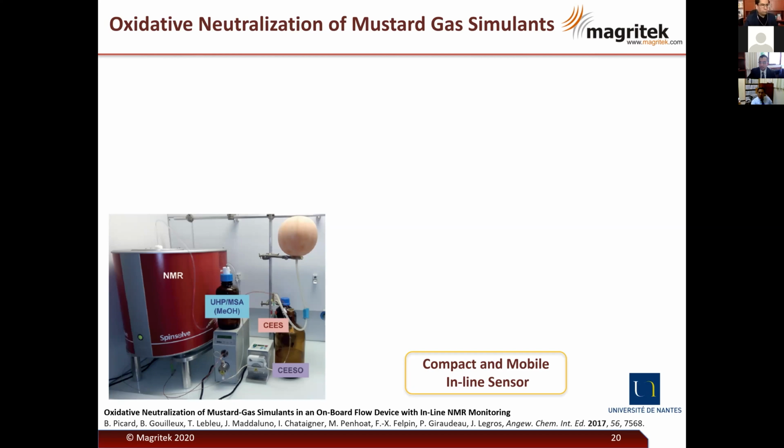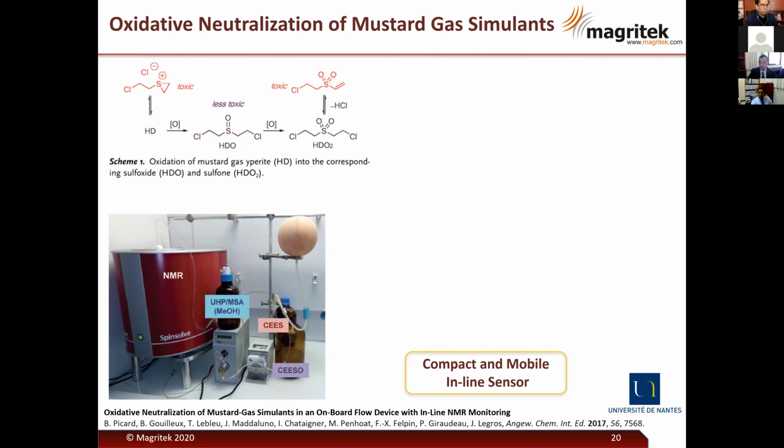So here's the chemistry behind the setup of this device. Mustard gas, or HD, in this scheme can be neutralized by oxidation to a less toxic sulfoxide species. This oxidation needs to be selective, since overoxidation results in a highly toxic sulfone species. So the process of neutralization of mustard gas is generally conducted under harsh conditions, such as direct pyrolysis or hydrolysis with strongly basic solution, or transformation with very aggressive oxidants.